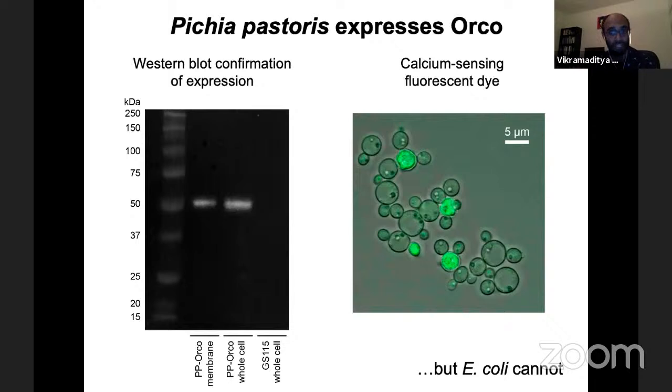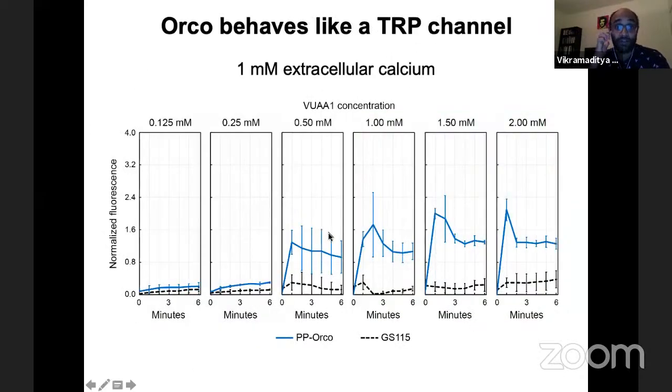You are expressing the ORCO protein on the surface of Pichia. When the odorant is able to go through the cell membrane and bind to the ORCO on the cell membrane, it is then able to shuttle calcium ions from the growth media into the cell, and then it lights the cells up. So this is what that assay looks like.